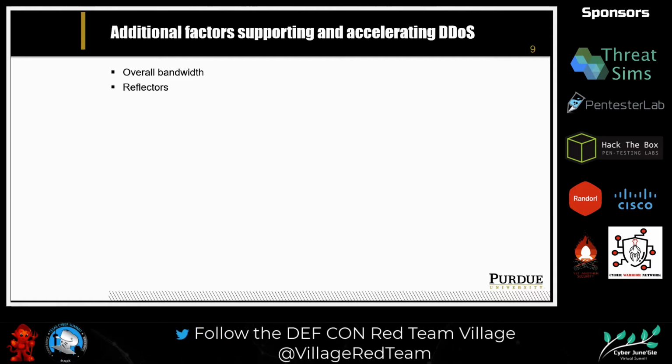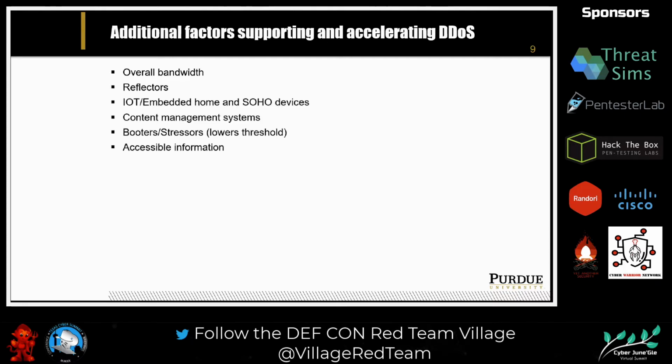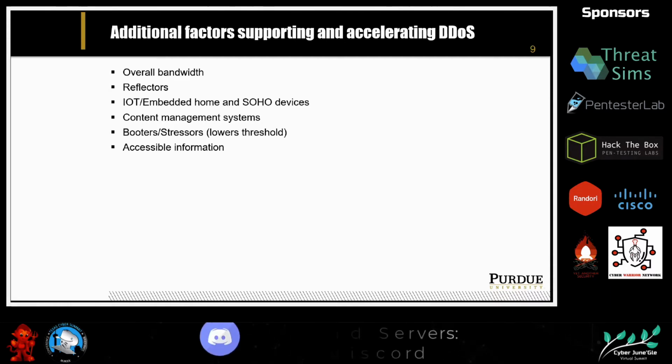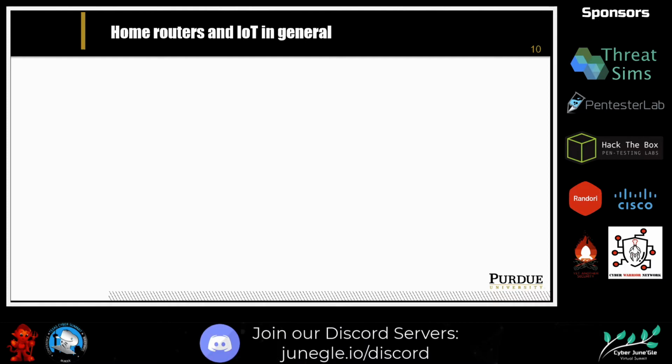Now, reflectors is one of the other factors. So about 5-6 years ago, a little after the 2013 attacks against the US financial industry, reflectors became very popular. So different attacks using reflectors were introduced. For now, I'm just going to mention that UDP is extensively used in those cases and some of the properties of UDP, but those can also go over TCP, and we'll go into more detail a little bit later. The next few are IoT devices, content management systems, the creation of so-called booters or stressors, and the access to information. So let's look in more detail at those four.